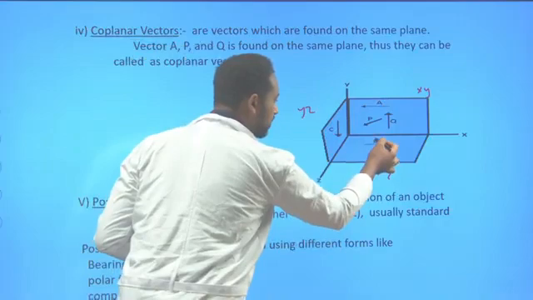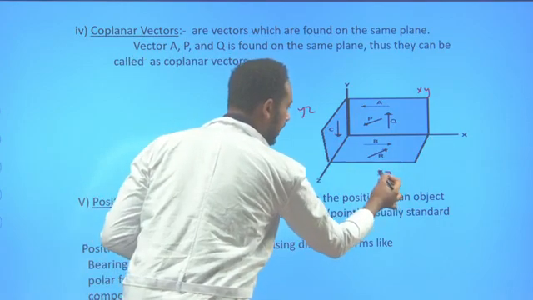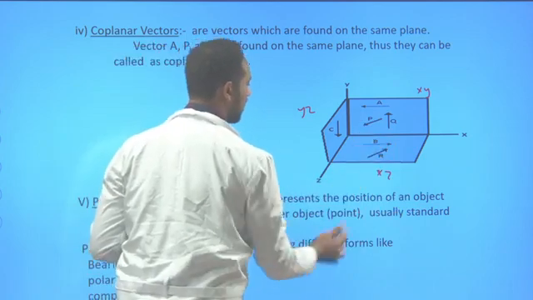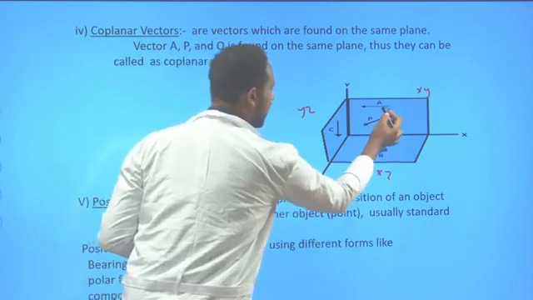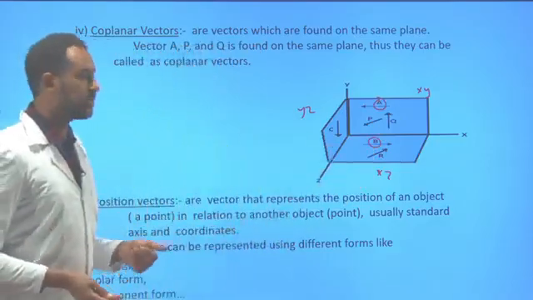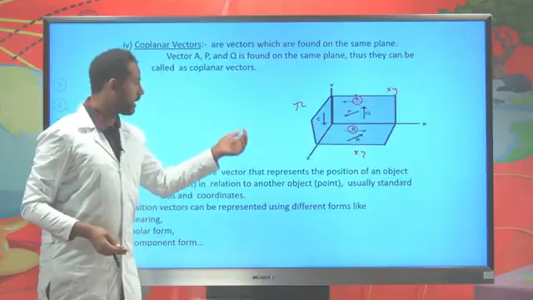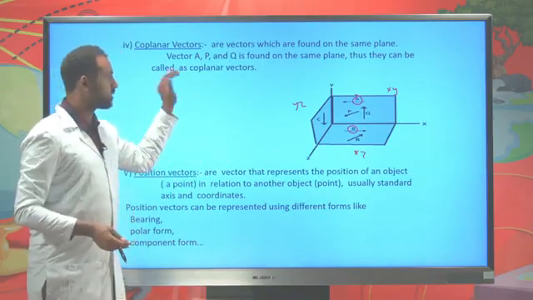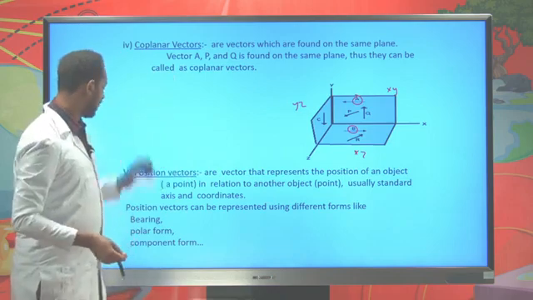Whereas these two vectors, b and r, are found on the xz plane, therefore these are coplanar. But here, vector b and vector a are not collinear vectors. Since they are found on different planes, they are not said to be collinear vectors. Therefore, coplanar vectors are vectors which are found on the same plane.